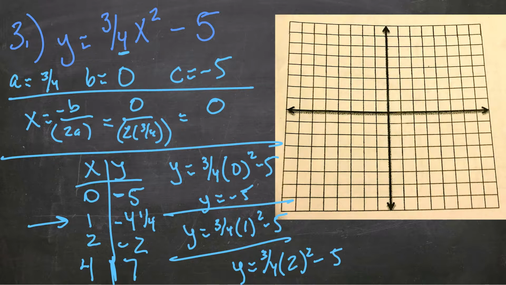So I go 0, -5. This is my dotted line. Remember, it has to be a dotted line because it's not part of your graph. I go 2, -2. I go 4, 7. If you want to put 1 and -4 and a fourth, you can do that. There's -4 and a fourth, like right there. Reflect it over. Reflect them over.